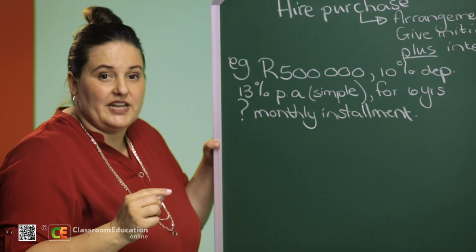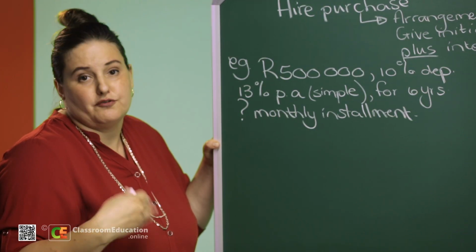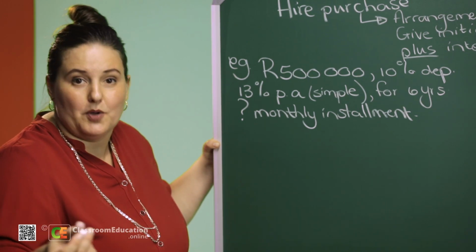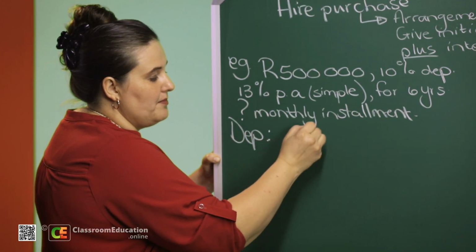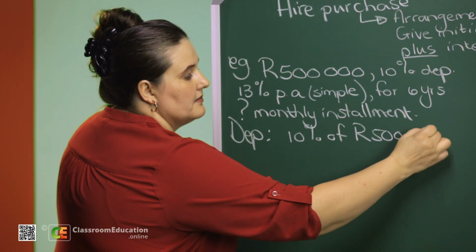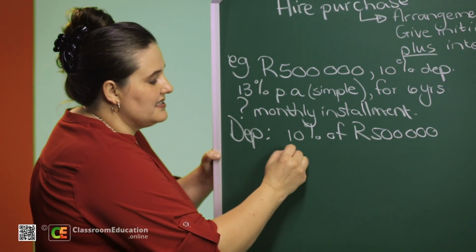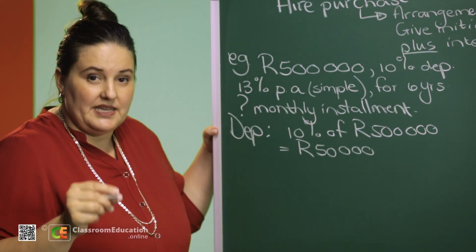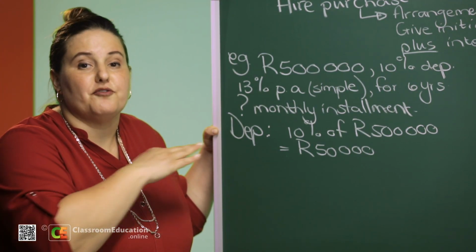Now, this calculation actually consists of a lot of different calculations. So what should we work out first? Maybe you should start working out the 10% deposit. So for my deposit, what is 10% of 500,000 Rand? You can do it by heart, or you can take your calculator. You will see 10% is 50,000 Rand, which means you need to pay 50,000 Rand up front.